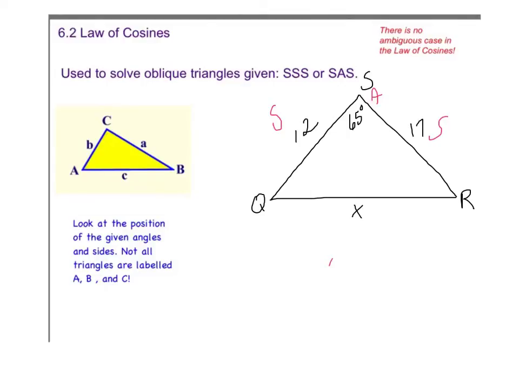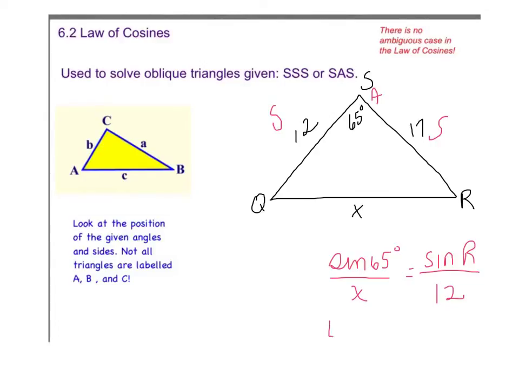If I try to set one up, I have the sine of 65 degrees over x is equal to the sine of r over 12. Well, it's too many variables. Can't do it. So I can't use the law of sines to solve problems in this way. But I can use another law that will enable me to find the missing sides of this triangle. It's called the law of cosines.